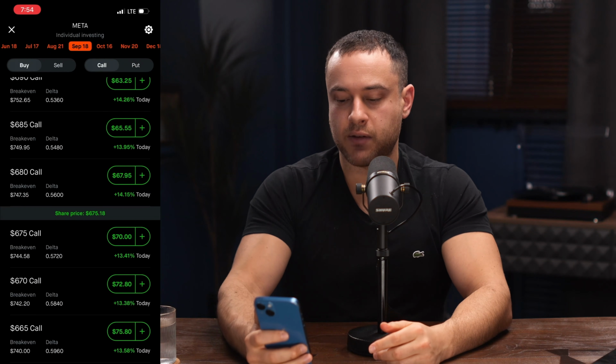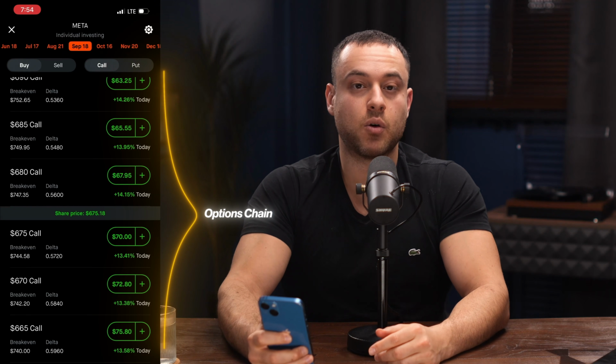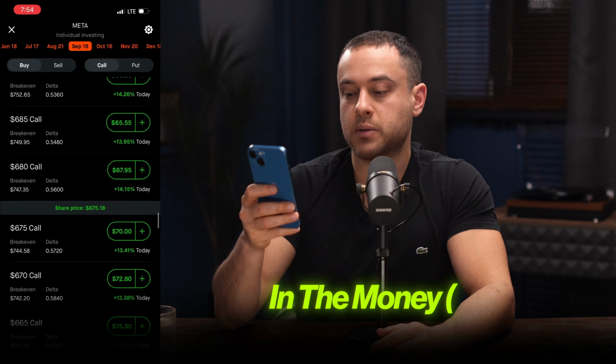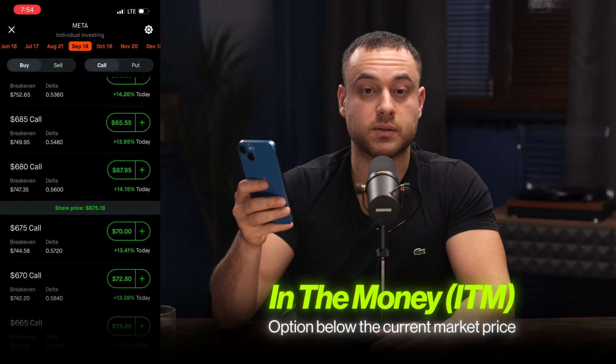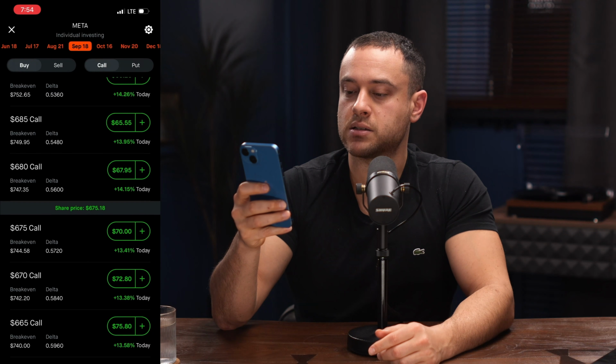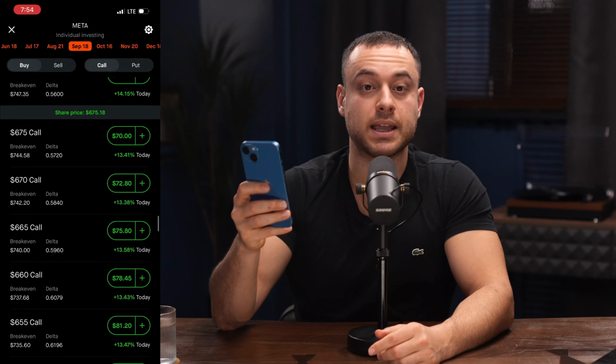And now I have a selection here. I have something called the options chain. So I can either open up a position here for an in-the-money option. An in-the-money option would be anything below the current price of the stock. Meta is currently trading for $675 per share, and that is the current price of Meta. And if I choose any strike price below $675 per share, this would be an in-the-money option.